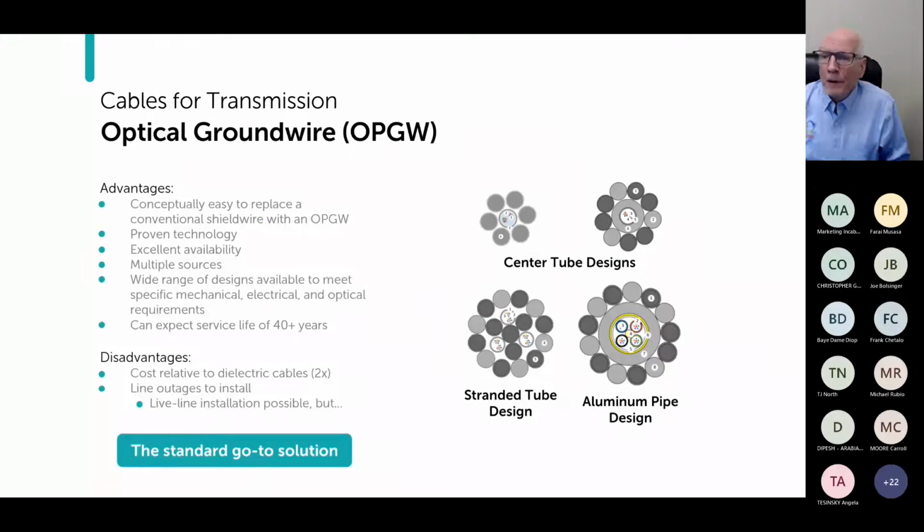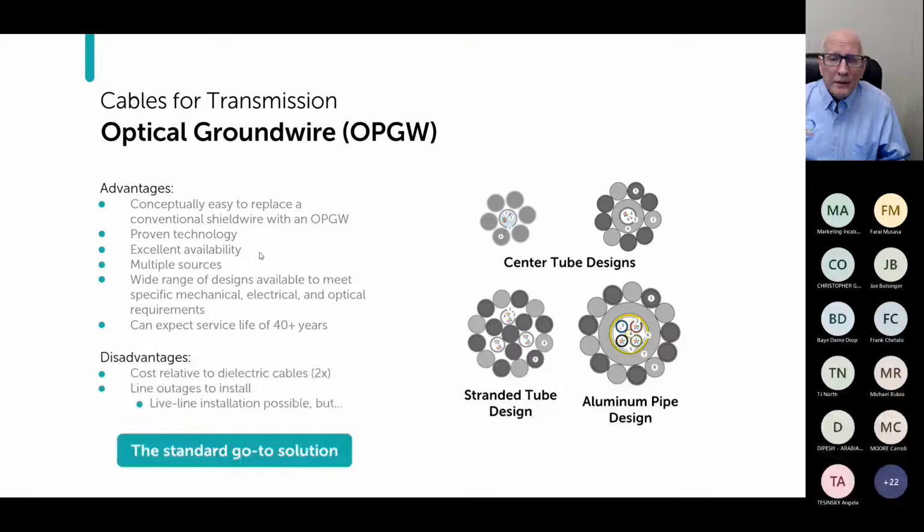First up, optical ground wire. It should be somewhat obvious that it was conceptually easy for somebody to come up with the idea of replacing a conventional shield wire with an OPGW. This technology has been around 30 years, plus or minus a few years. Actually, some date the first application to the early 80s. So really, I could say 40 years. In any event, at this point, it's a proven technology.